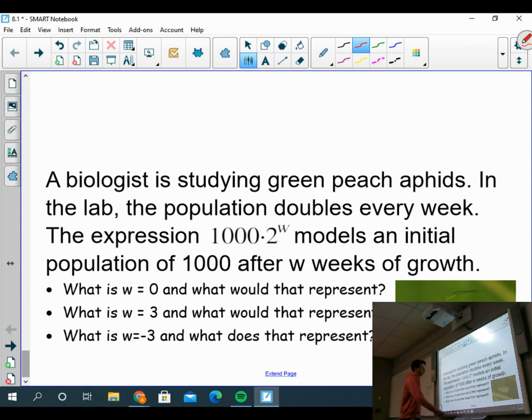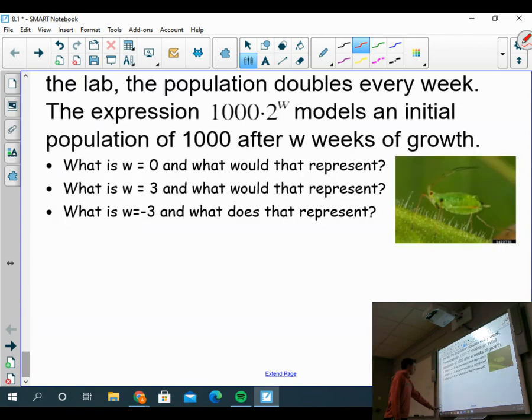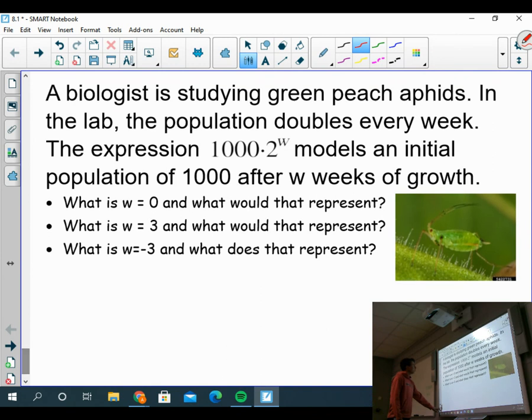Let's look through one more example together, a word problem, just to make sure we're really getting this. A biologist is studying green peach aphids. In the lab, the population doubles every single week. The expression 1,000 times 2 to the w models an initial population of 1,000 after w weeks of growth. We have 3 questions we want to answer. What is it when w equals 0, and what does that represent? And we want to answer the same question for w equals 3 and w equals -3.